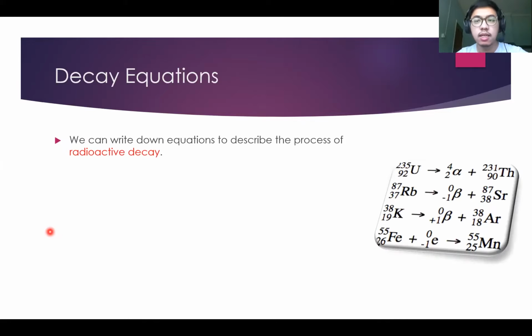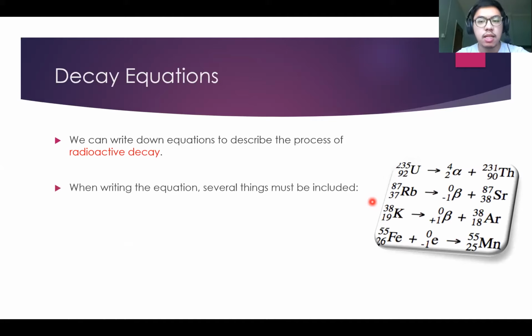Like I said in the previous slide, you can write down equations to describe the process of radioactive decay. On the right here, you can see some examples of the decay equations that you might see throughout this lesson. When you write down a decay equation, you need to include several things. These are the rules for when you write down decay equations.